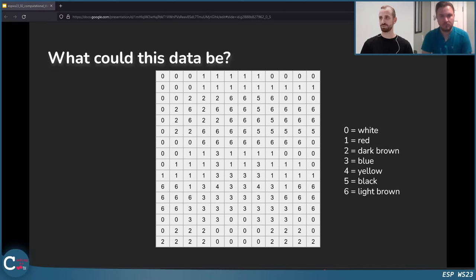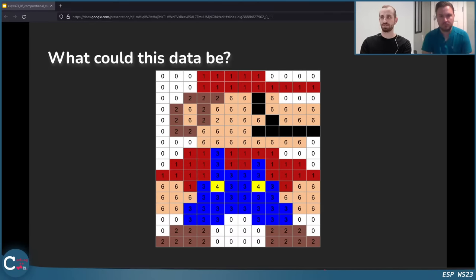The next hint would be, let's say every zero is the color white, every one is the color red, every two represents dark brown, three represents blue, four yellow, five black, and six light brown. And if we color that, and interpret these numbers like that, we see this little picture. And yeah, Super Mario.